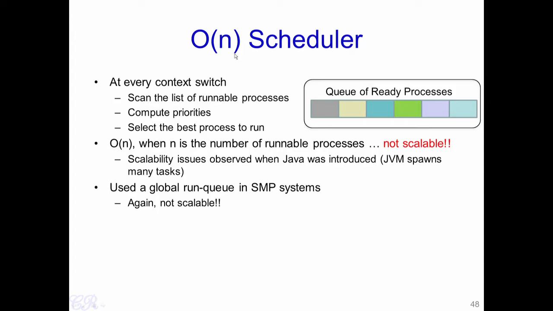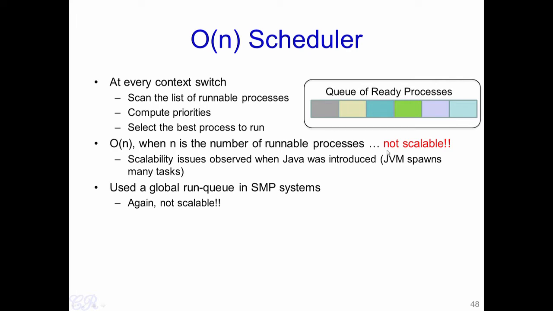O(n) scheduler means that the scheduler looks into the queue of ready processes, which could be at most n in size, and it looks into each of these processes and then makes a choice about the process that needs to execute. Essentially, at every context switch, the O(n) scheduler would scan the list of runnable processes, compute priorities, and select the best process to run. So scanning the list of runnable processes is an order n job. Essentially, we have assumed that the ready queue has up to n processes present. So this obviously is not scalable.